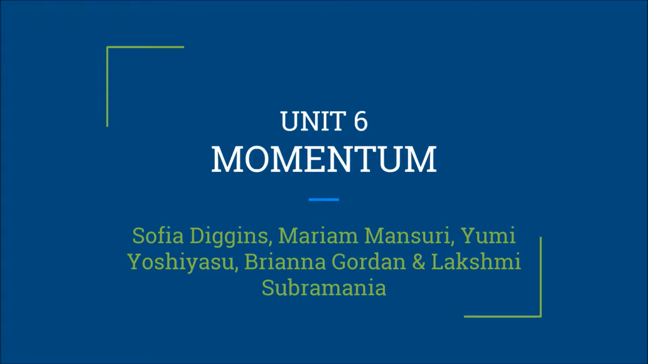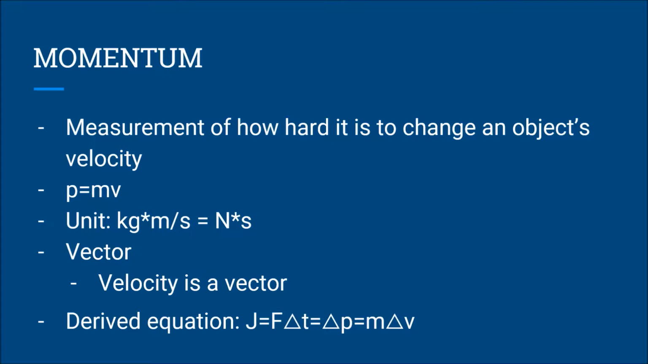In this video, we will be discussing momentum, a key topic in AP Physics 1. Momentum is a vector quantity that is a product of the mass and velocity of an object or particle. It measures how difficult it is to change an object's velocity and can be calculated through the formula P equals mv. In this formula, P is momentum, m is mass, and v is velocity. The unit for momentum can be written in two ways: kilograms times meters per second or Newton times seconds.